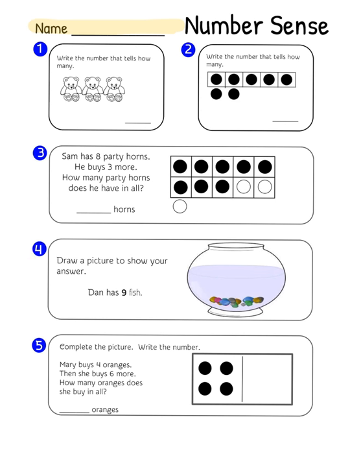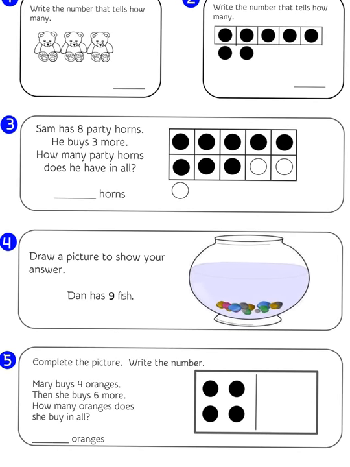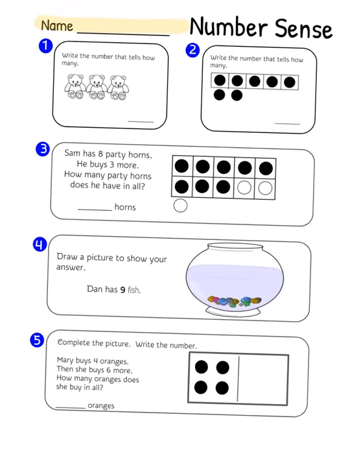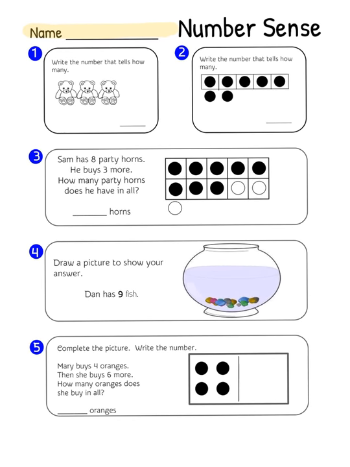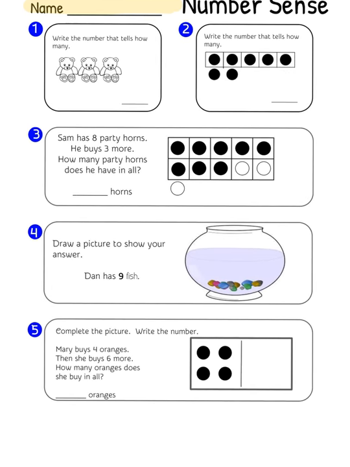Draw a picture to show your answer. Dan has 9 fish. You are going to draw a picture that shows Dan has 9 fish. Now we are on number 5. Number 5 says, complete the picture.